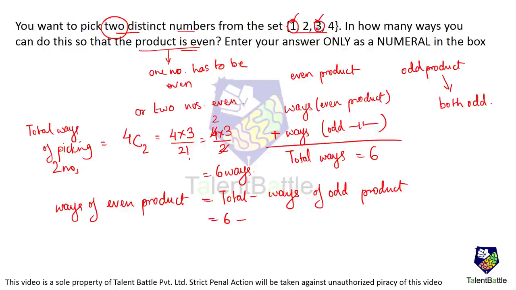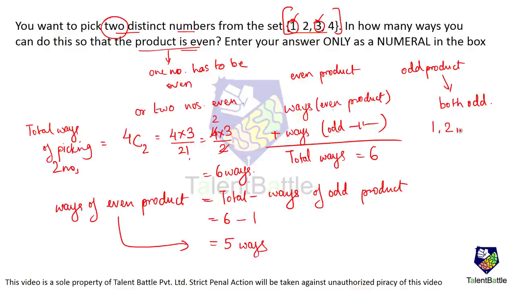This is the only way of getting an odd product for this set. You choose 3 first and then 1, or 1 first and then 3. It doesn't matter. You just have to pick two odd numbers, that is 1 and 3. So there is only one way. So the answer comes out to be 5. In 5 ways, you can get an even product. Let us try to check that out.